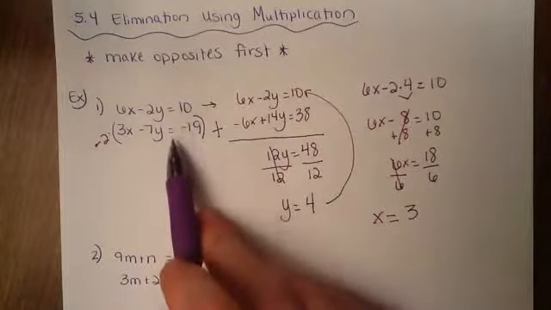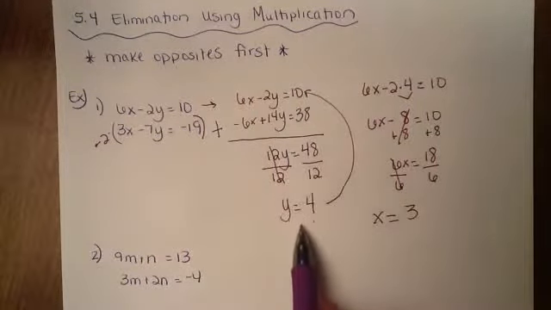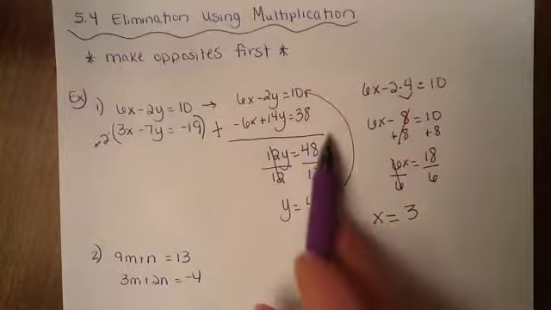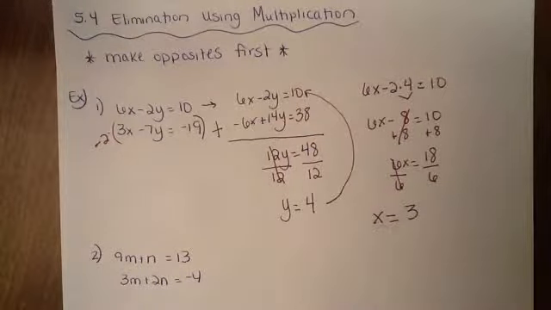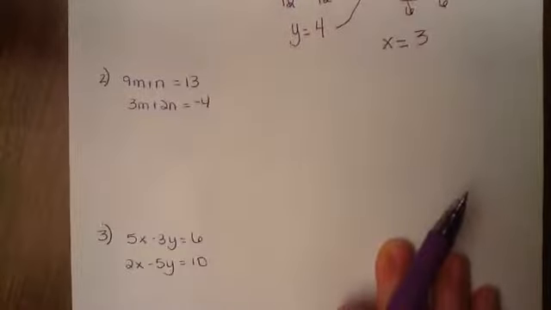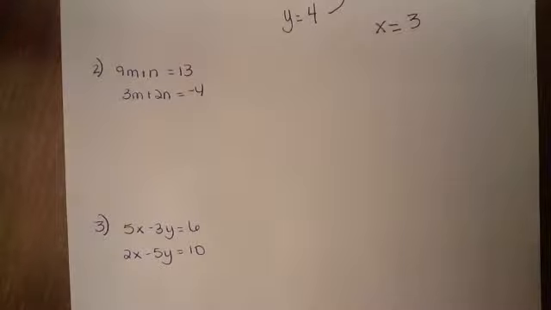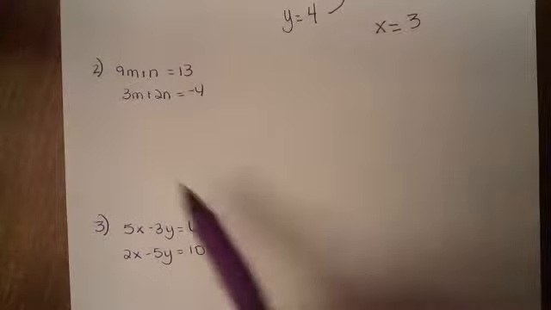To solve, create your opposite by multiplying. Multiply each piece, find your y, plug it back in to find x. Nice job. Try this next one on your own. Create opposites and then use elimination to solve. Let's see how you did.